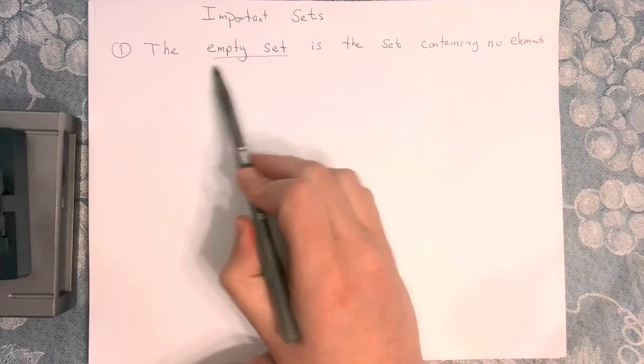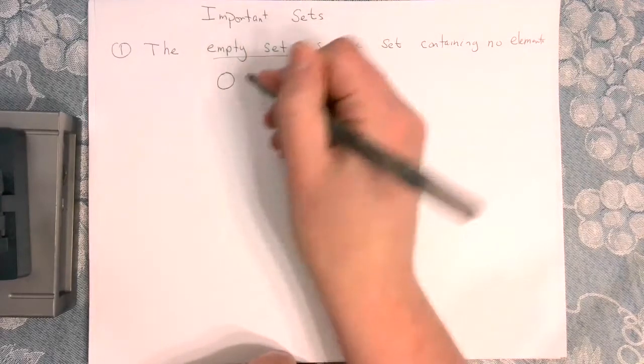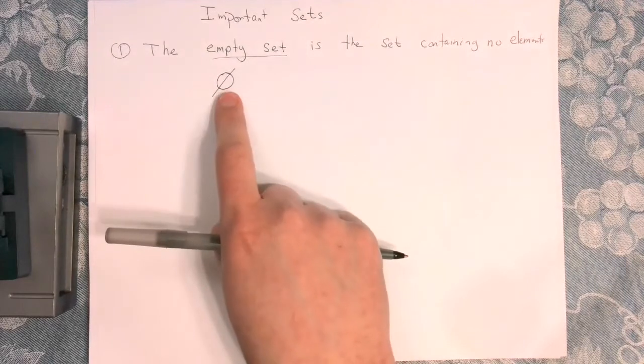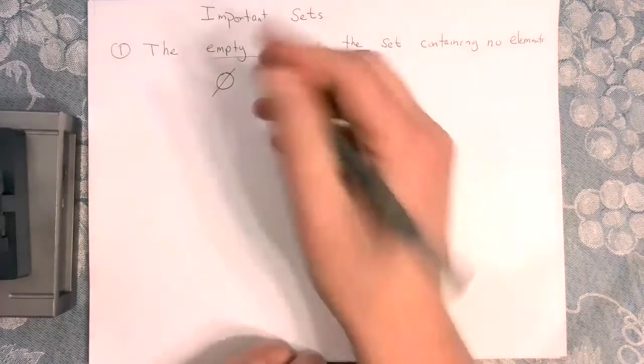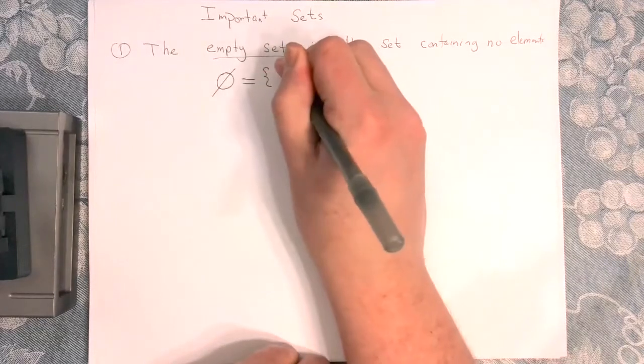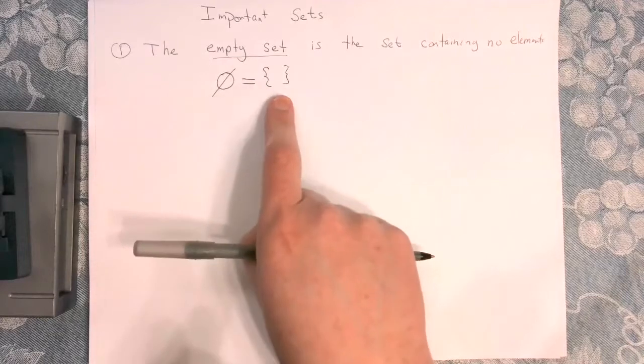The way we denote the empty set in math is this circle with a line through it. So every time you see that, that's the set containing no elements. Sometimes we write it like this, so exactly a set with nothing inside. Okay, so that's the empty set. Notice it's empty.